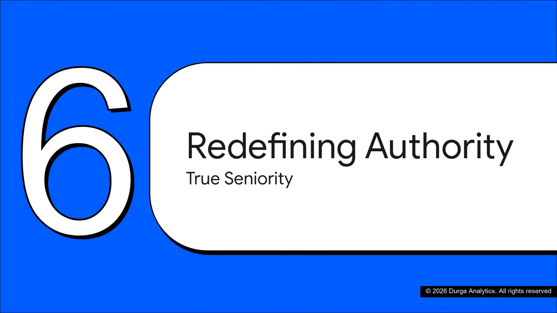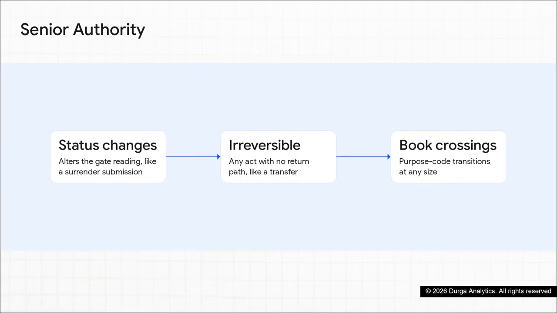Section 6. Redefining Senior Trader Authority. To fix this desk, we have to fundamentally rethink how we classify authority. We need to base it on irreversibility and status rather than just transaction size. True seniority isn't just having a €5 million limit instead of a €1 million limit. True seniority is owning these 3 specific classes.